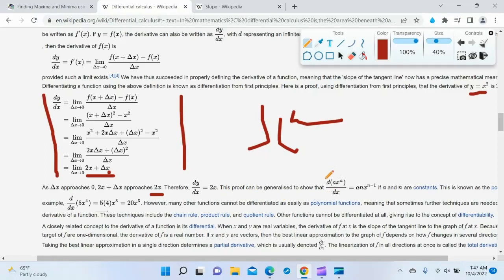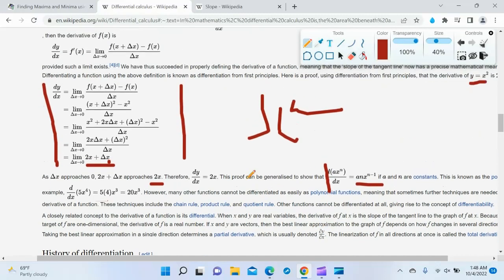So the formula we get from this is: d of x to the power n by dx is equal to n x to the power n minus 1. So whatever power is there, that will be multiplied, and 1 will be subtracted from the power. Got it. Okay. So this is the dy by dx.